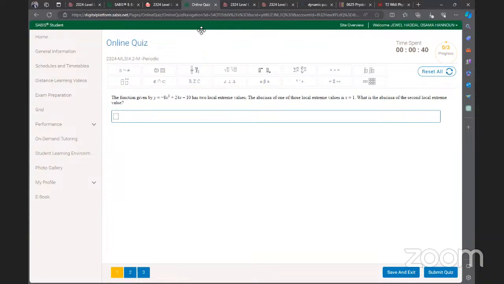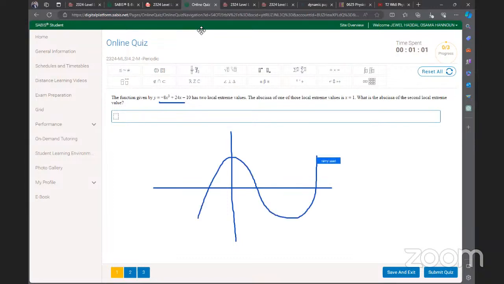The function has two local extreme values. If you want to get the local extreme values, first let's talk about it. This is a cubic function, so of course a cubic function must be drawn like this if it's written as ax power 3 plus bx squared plus cx plus d. This is if a is positive.